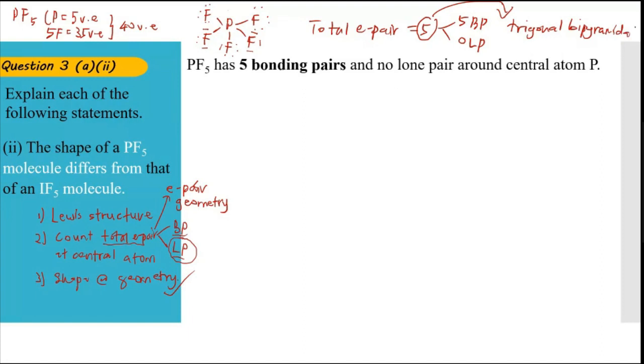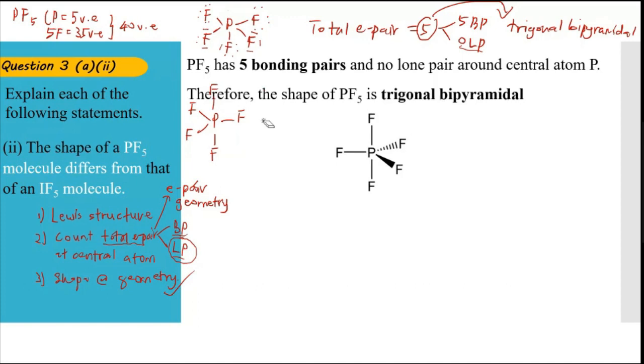Bipyramidal. So you start to draw P. 3 on the plane, like a Y shape on the plane. One above, one below the plane. And then you see there's no lone pair. No lone pair, that means you attach the bonding atom to all the lines like this. So the molecular geometry or shape is still trigonal bipyramidal. You don't need to use this 3D. You can just use ordinary line, just use normal line.